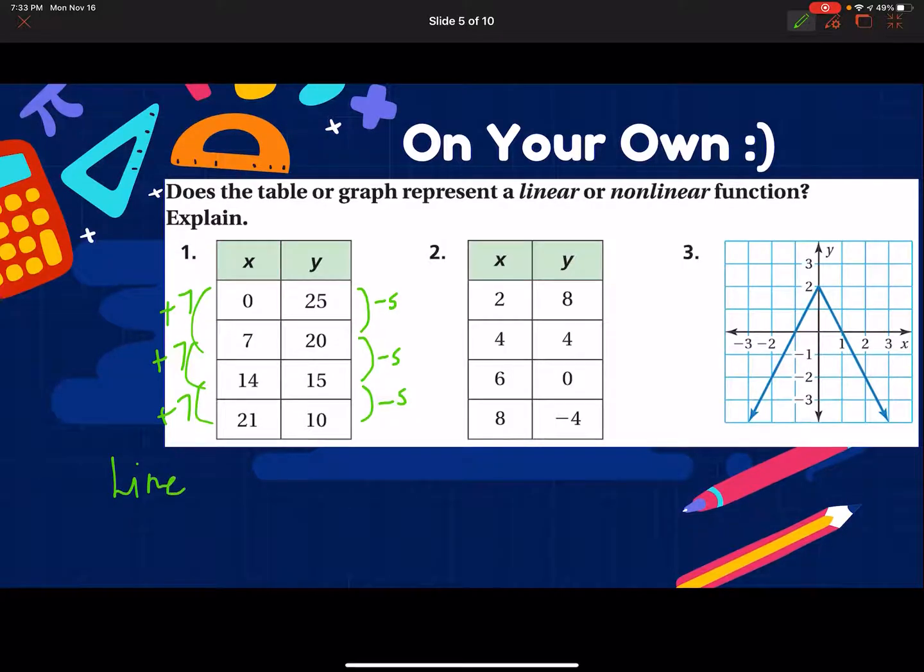We can say this is linear, and our explanation can be as x increases by 7, y decreases by 5.